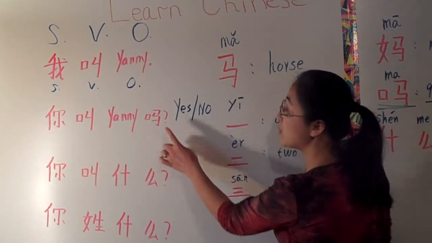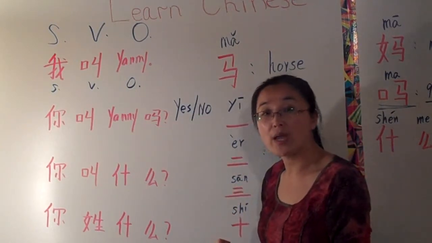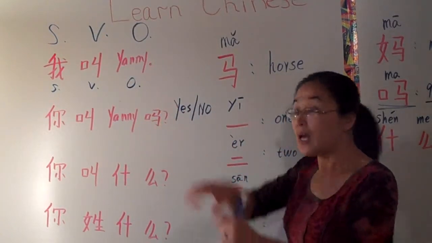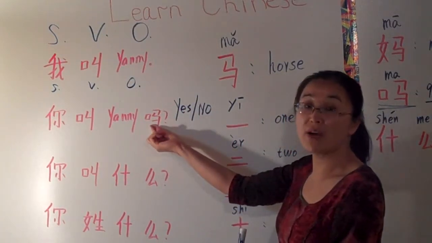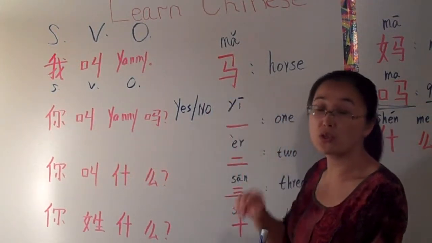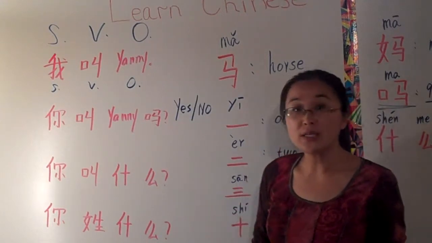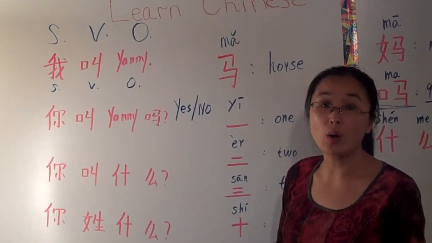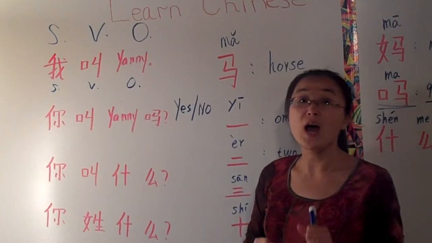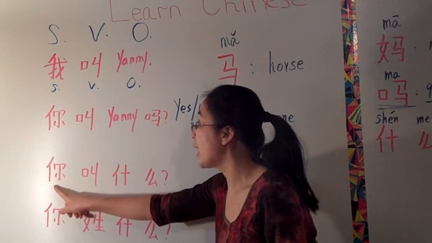Okay, now we use question particle ma to make yes-no questions. Very simple. You write an SVO sentence and tag ma at the very end. You can change the whole sentence into a yes-no question. Did you get it? Okay. For example, 你叫 Michael 吗? What does it mean? Yay! It means, are you called Michael? Good.